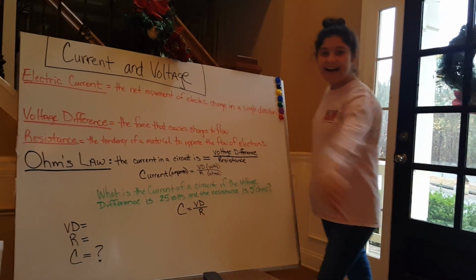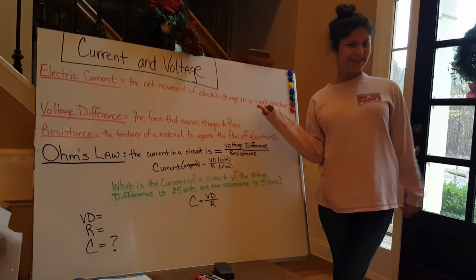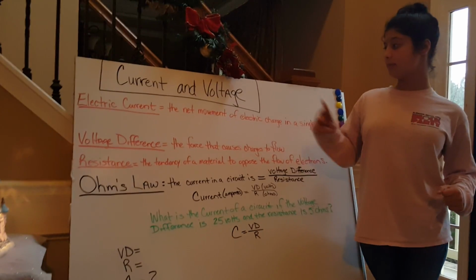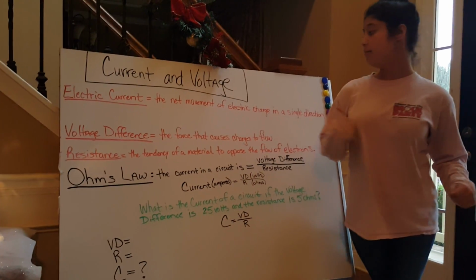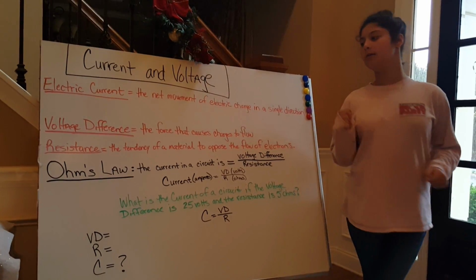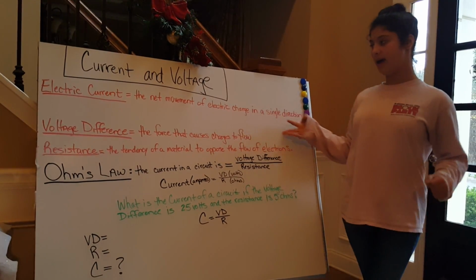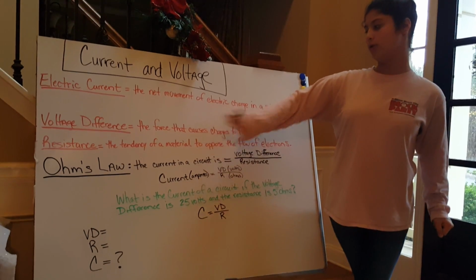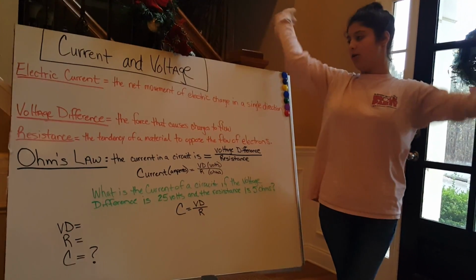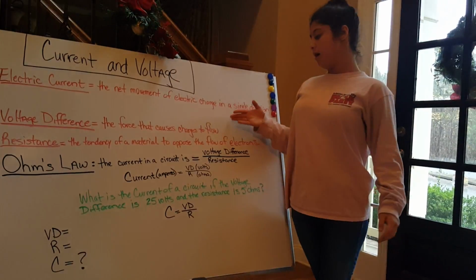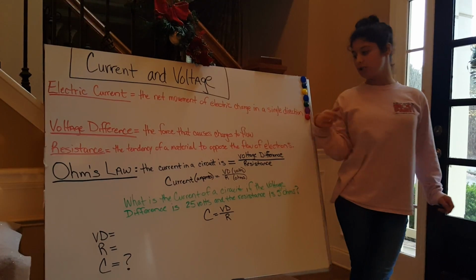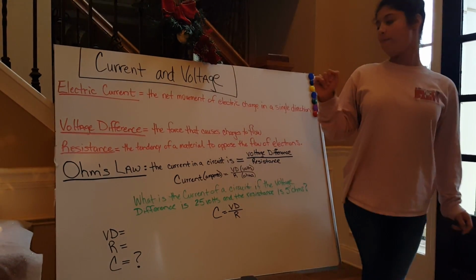Hey everybody, I am back with current and voltage. So, what is an electric current? It is the net movement of electric charge in a single direction. So, now that we have that, let's talk about our voltage difference. Everyone needs to know what that is. The definition for that is the force that causes charges to flow.